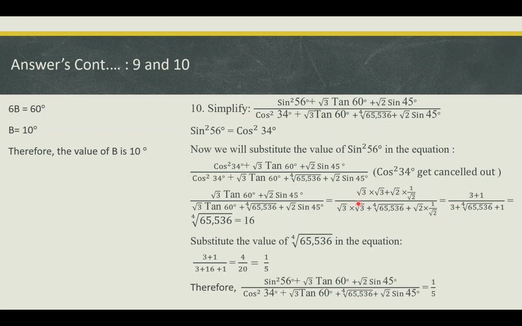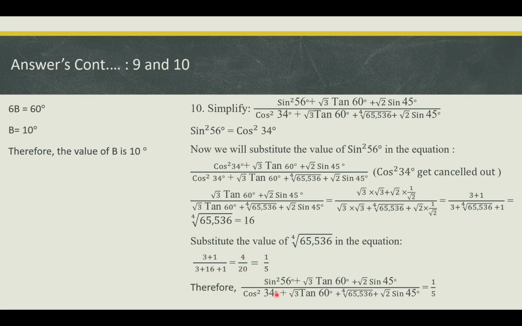The denominator is under root 3 into under root 3, because tan 60 is under root 3, plus the quad root of 65,536 plus under root 2 into 1 by under root 2, because 1 by under root 2 is the value of sine 45. So it becomes 3 plus 1 by 3 plus quad root of 65,536 plus 1. The quad root of 65,536 is 16. Now we substitute it in the equation. It becomes 3 plus 1 by 3 plus 16 plus 1, which becomes 4 by 20, and then becomes 1 by 5.